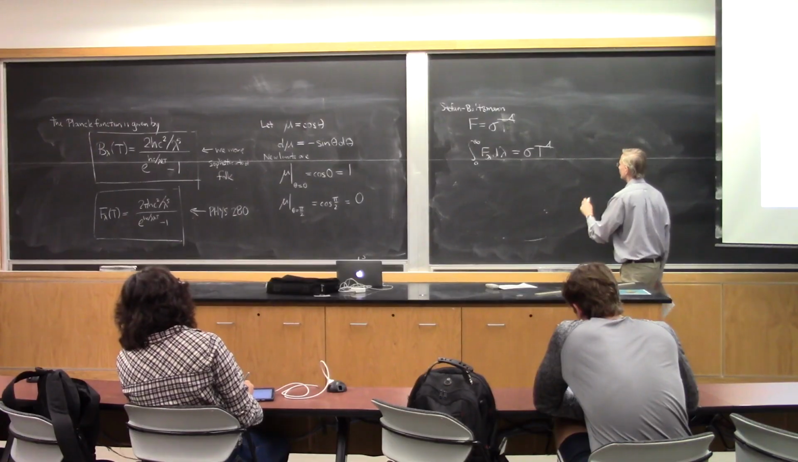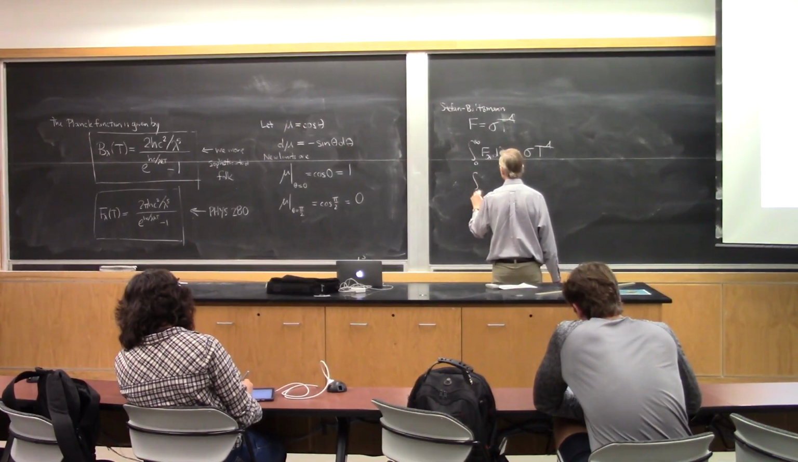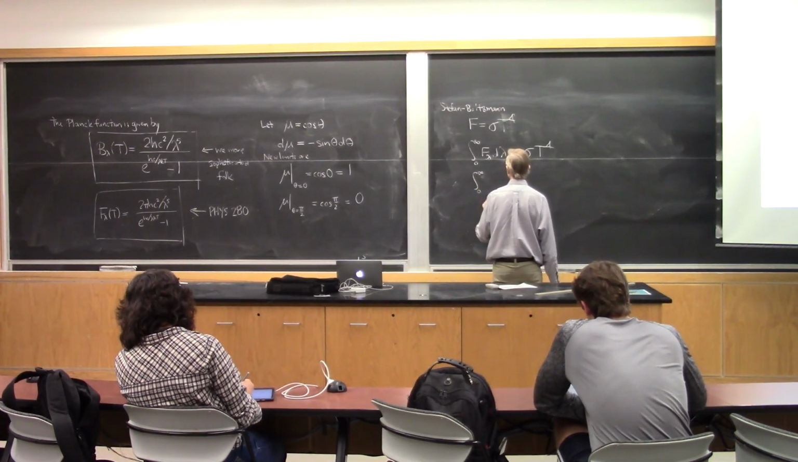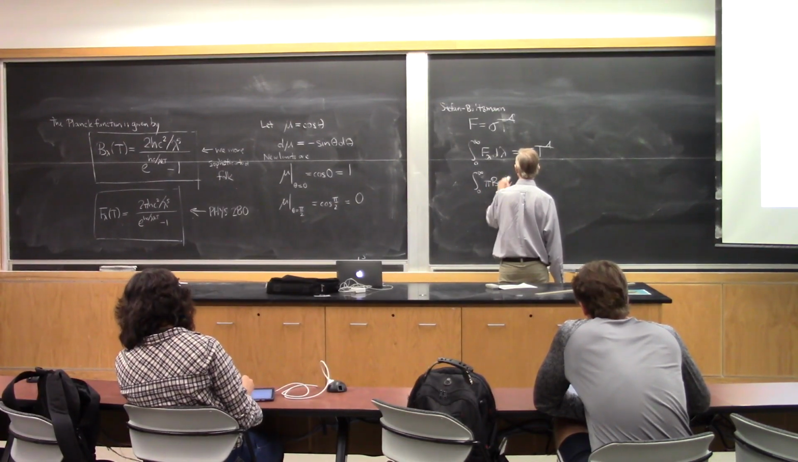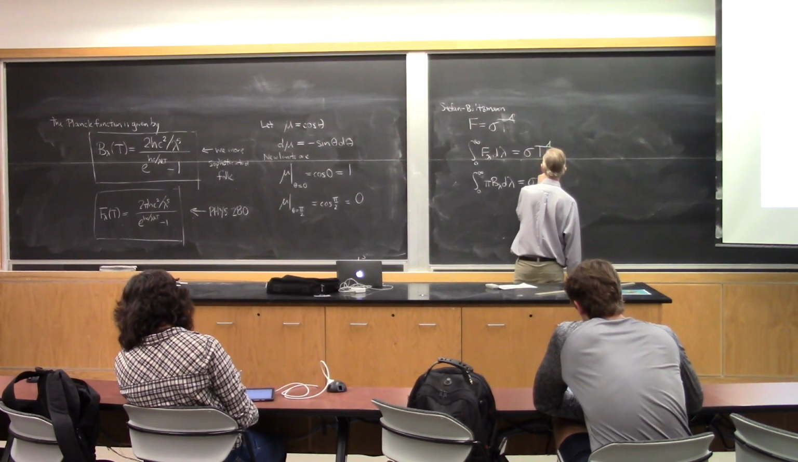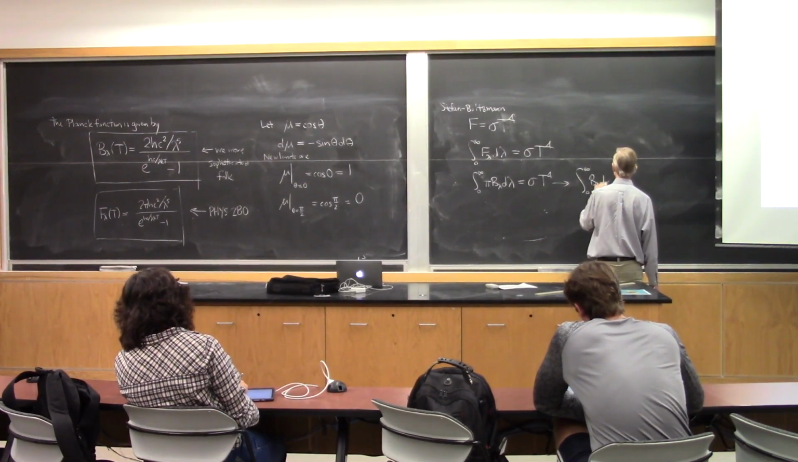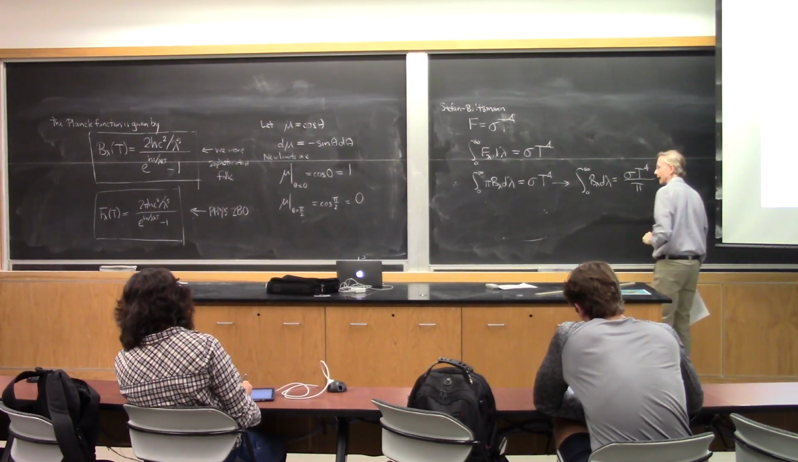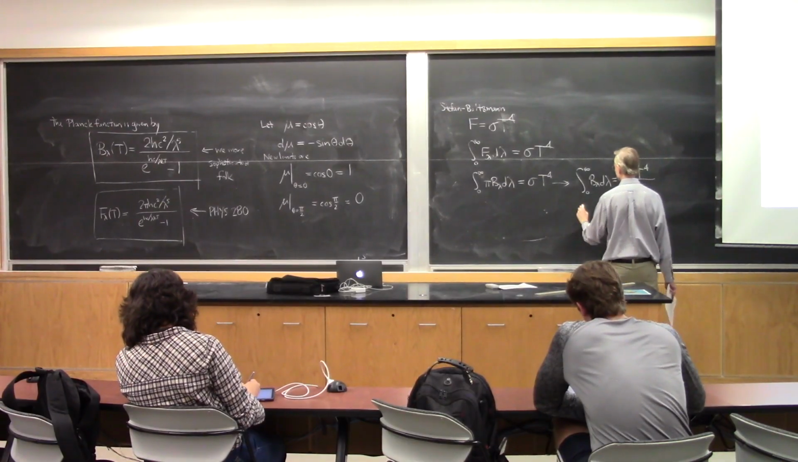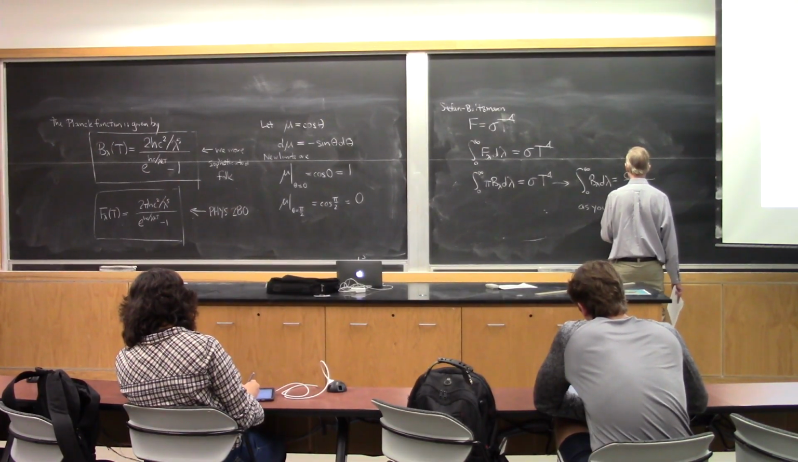And since F lambda is pi B lambda, this says that the integral from 0 to infinity of pi B lambda d lambda is sigma T to the 4th. Or in other words, the integral from 0 to infinity of B lambda d lambda is sigma T to the 4th power over pi, as you joyfully show in this week's assignment.